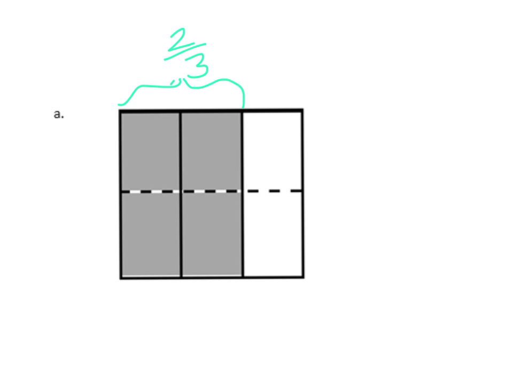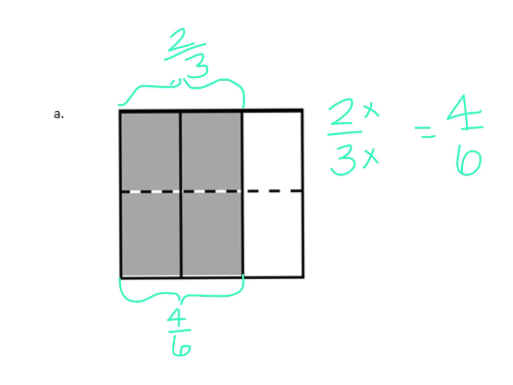Now look at the model with the dotted line. What fraction do you see? I see 6 of those pieces all together, and 4 pieces are shaded in. So the fraction is 4/6. Now let's think about what I would have to multiply both the denominator and the numerator by of 2/3 to get 4/6. The answer is 2.